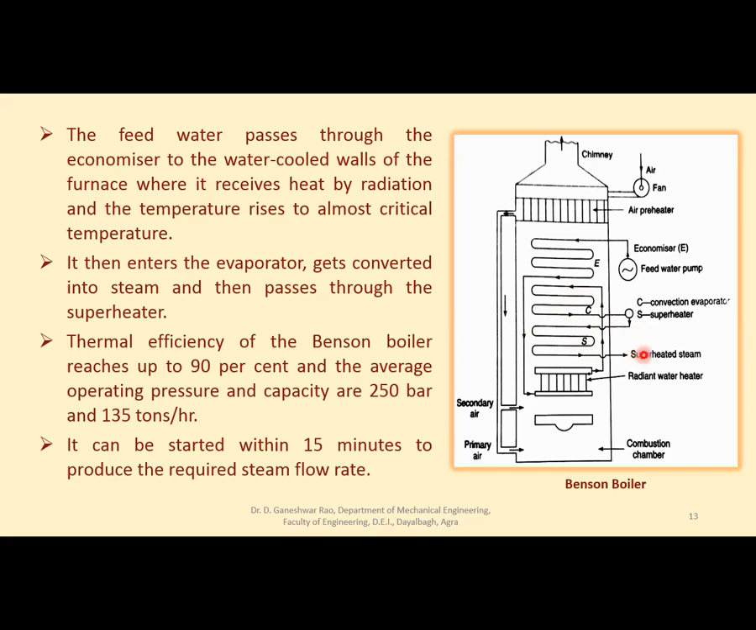So here, the initial action is to raise the water pressure to critical pressure, right? The thermal efficiency of the Benson boiler reaches up to 90%, and the average operating pressure and capacity are 250 bar and 135 tons per hour. This boiler can be started within 15 minutes to produce the required steam flow rate.